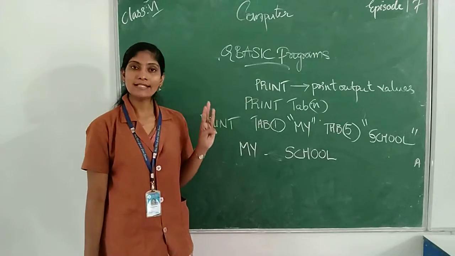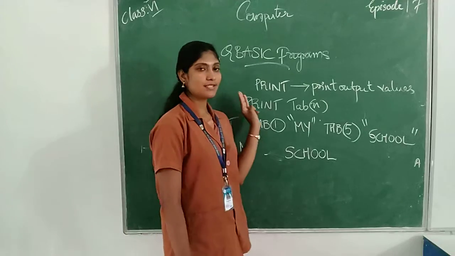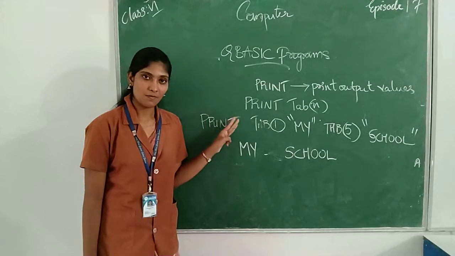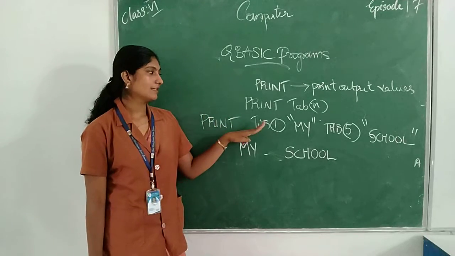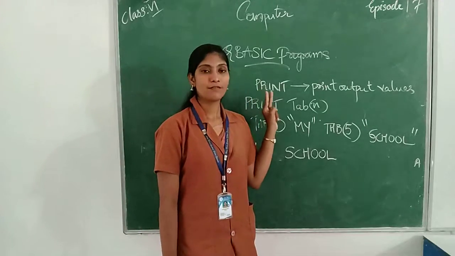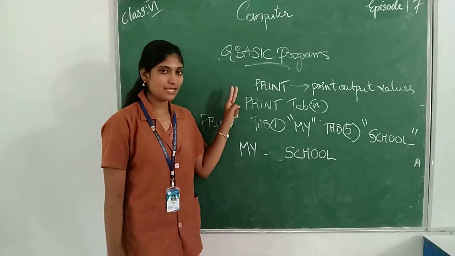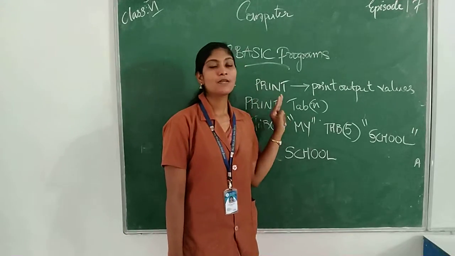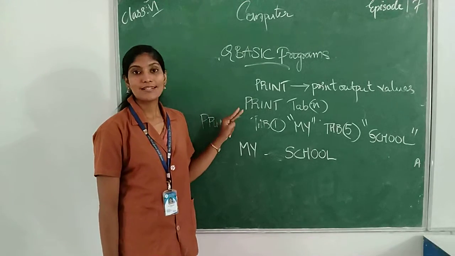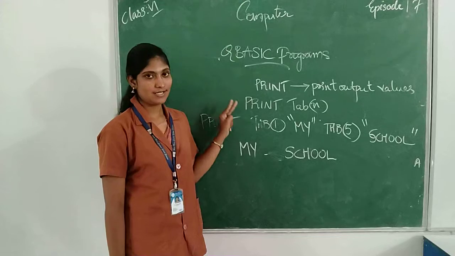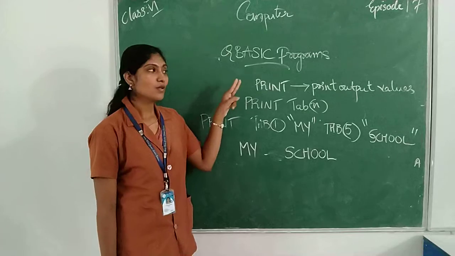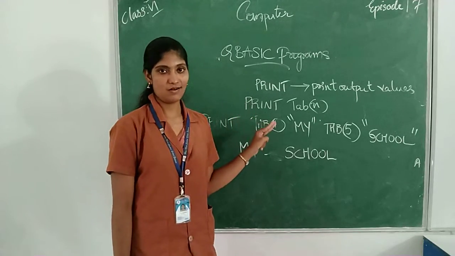So there are 3 types of printing statements. First one print with semicolon, second one print with comma, and third one is print with the tab. Once again, what are the 3 types of printing statements? First one print with the semicolon. Then what is its feature? Print with semicolon means we can print the values continuously. So if you want to print the values continuously, you can go to print with the semicolon, right?